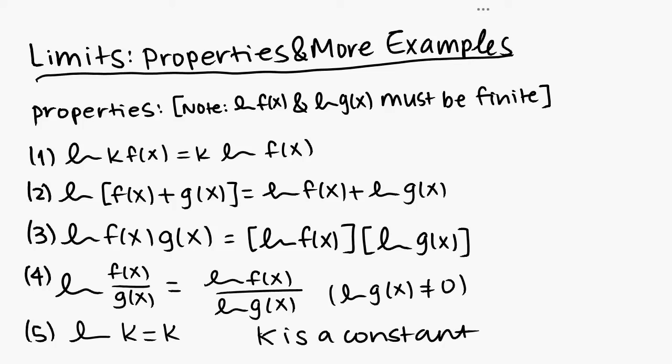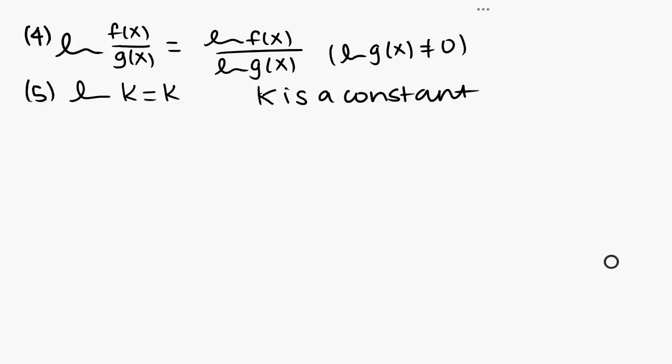Number four, I have the limit of one function divided by another function is equal to the limit of the first function divided by the limit of the second function, given that the limit of the second function is not equal to 0. So we'll go over some more examples of that kind of limits, but in another video. And number five, the limit of a constant is just always a constant. So I think that these are mostly very straightforward, and as long as you practice some, I think it'll be really easy to understand.